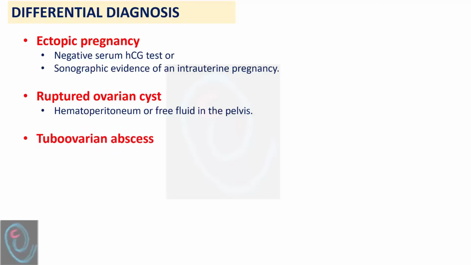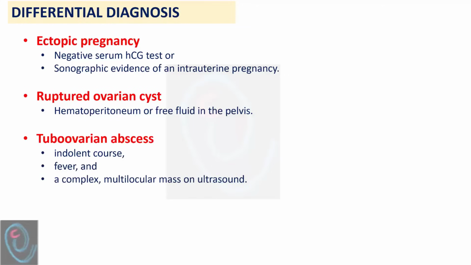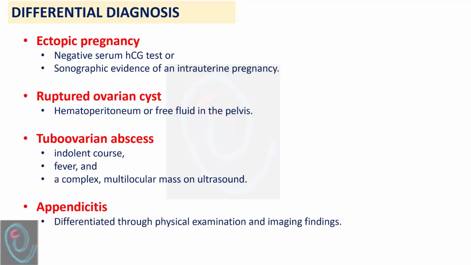Tubo-ovarian abscess is another differential diagnosis. However, it has an indolent course. Fever and complex multilocular mass on ultrasound are found. Appendicitis may have similar symptoms, but it can be differentiated through physical examination and imaging findings.